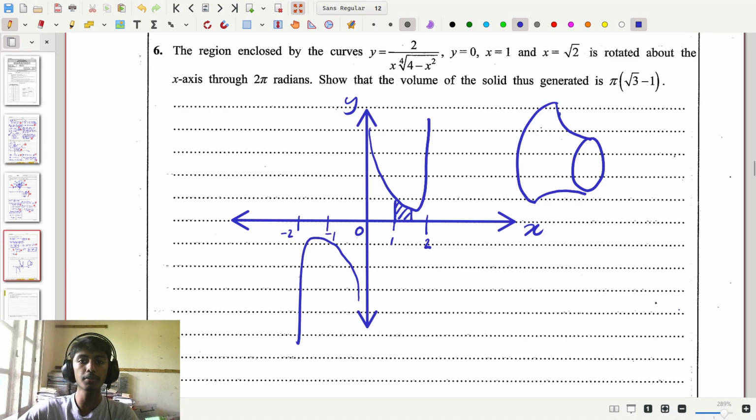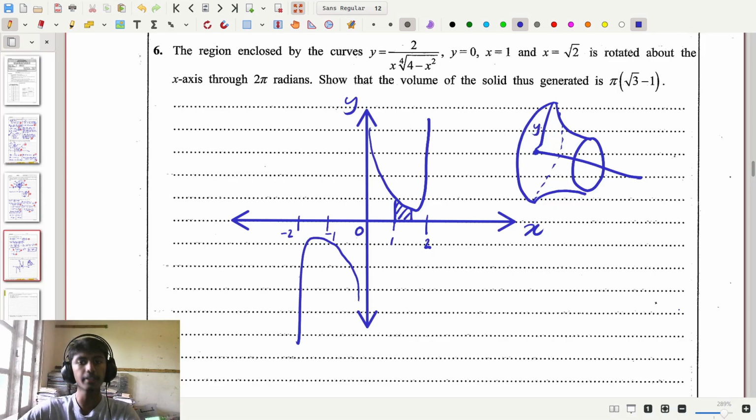Since the object is radially symmetrical, we could draw a radial axis through it like so. If we take a slice along the x direction of this object, we can see the vertical height, or the radius of this object from the central axis at y equals 0, the x-axis, is equal to the y coordinate on the curve y equals 2 over x times the fourth root of 4 minus x squared. So the height here, or the radius here, is y.